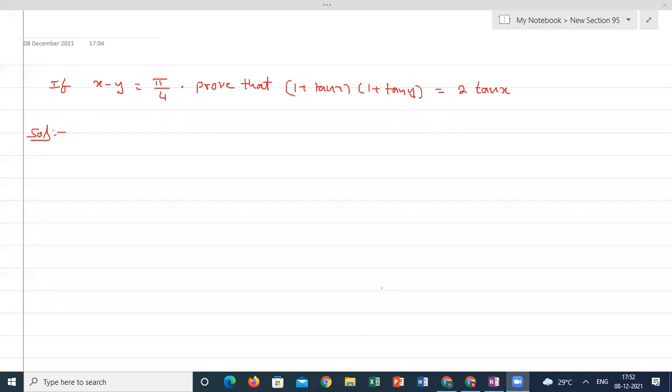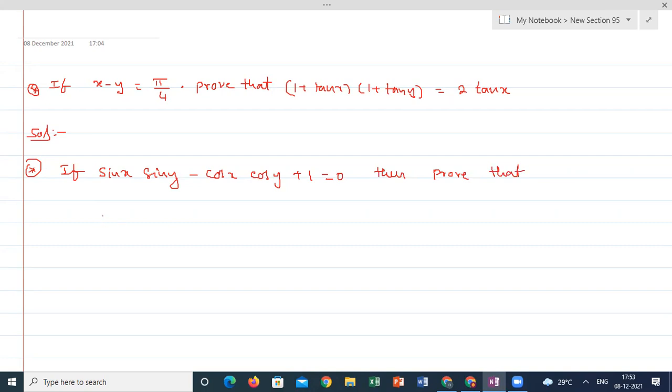Yes, sir. The next question is if sin x into sin y minus cos x into cos y plus 1 is equal to 0, then prove that 1 plus cot x into tan y is equal to 0. Please try this question.